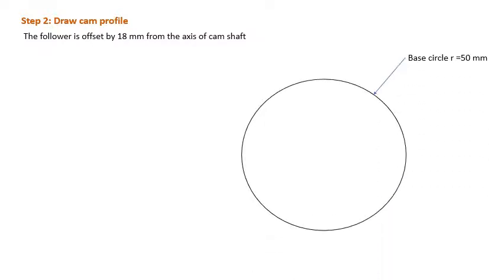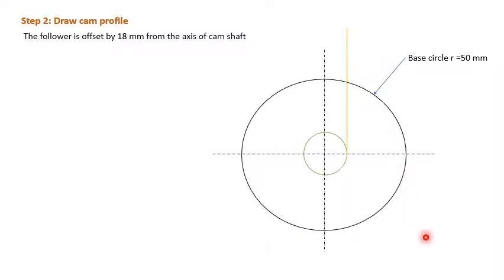The radius of this base circle given in the problem is 50 mm. So next draw a vertical line and horizontal line for reference. Next, draw the offset circle whose radius is equal to 18 mm. From the same center, a concentric circle, take 18 mm radius and draw a small circle. Then, tangent to this small circle, draw a vertical line in upward direction.